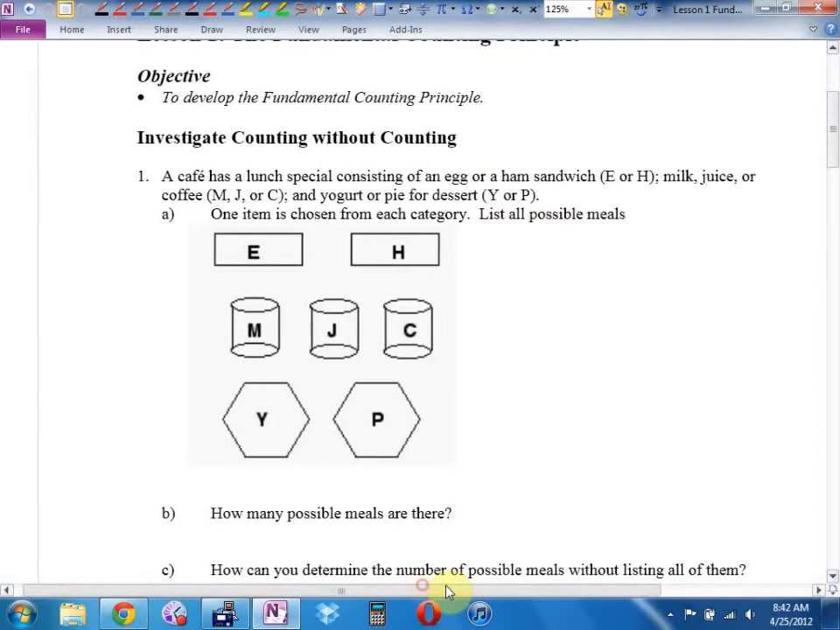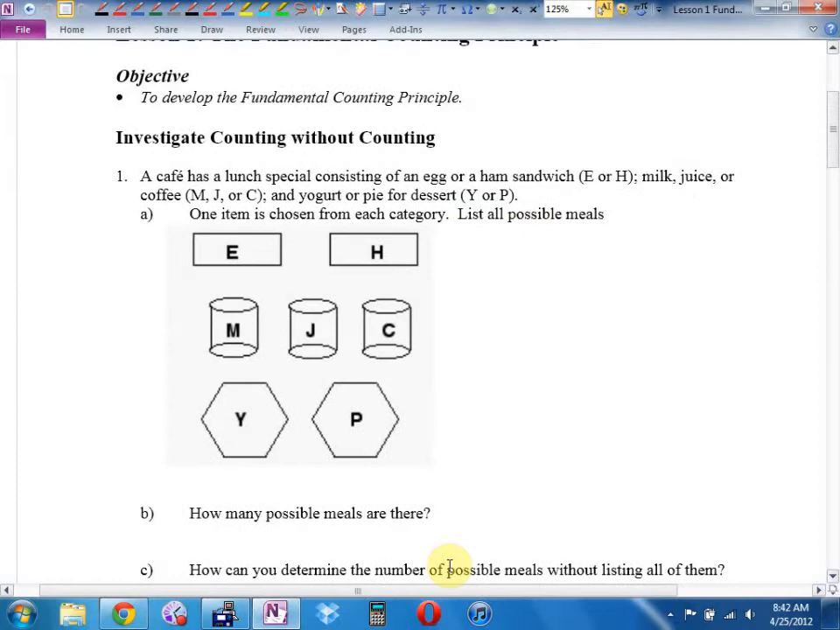A cafe has a lunch special consisting of an egg or a ham sandwich, how about E or H? Milk, juice, or coffee, how about M, J or C? And yogurt or pie for dessert, Y or P? Suppose I have to choose one item from each category. List all possible meals. Okay, I don't want to list all possible meals.